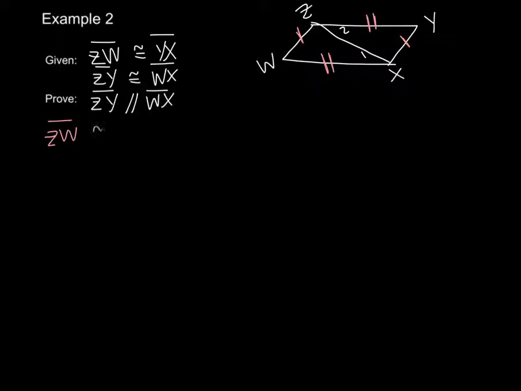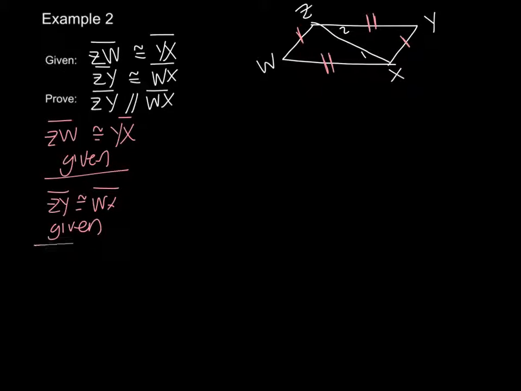ZW is congruent to YX, and that's because it was given. We also have ZY congruent to WX. That was given. Okay, great. I also see something else. I see that this one here is congruent to itself. ZX is congruent to ZX by the reflexive property.